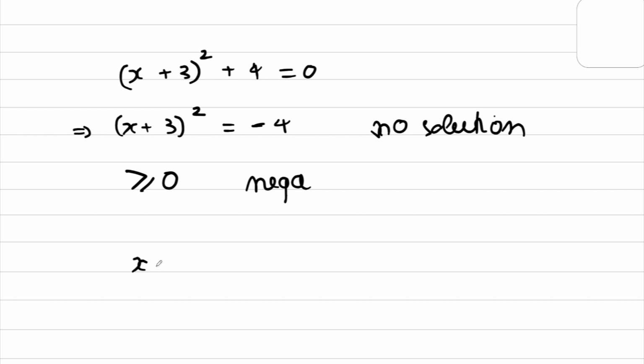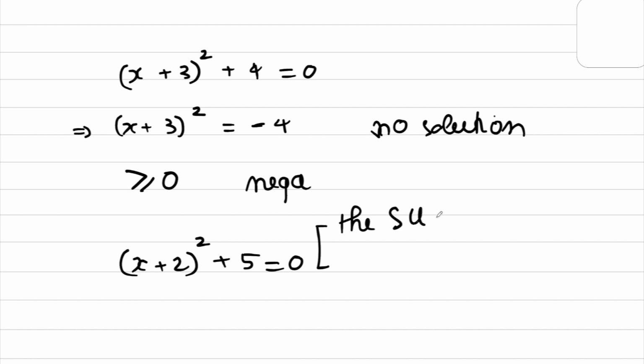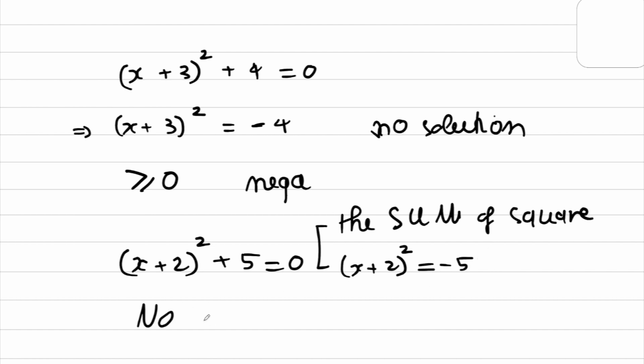And the next one, you have (x plus 2) squared and plus 5 equal to 0. You have two reasons for no solution in this case. The first reason is that it is the sum of the square. The second reason, you have (x plus 2) squared equal to negative 5. Yeah, two reasons for one conclusion: no solution in this case.